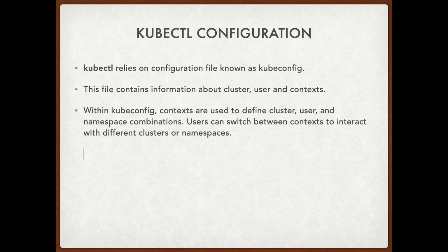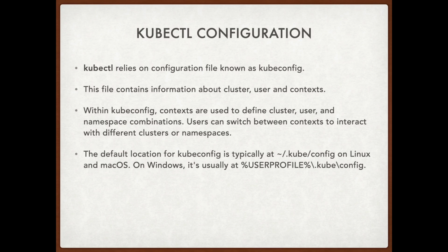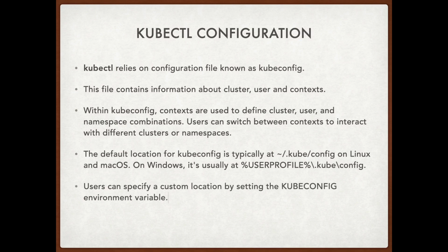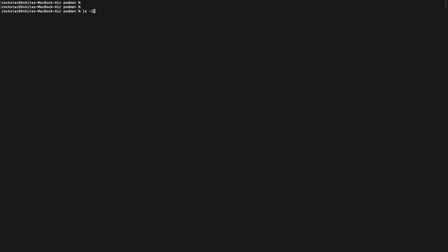The default location for kubeconfig is typically in the home directory at ~/.kube/config on Linux and macOS. On Windows, it's usually at %userprofile%\.kube\config. Users can specify a custom location by setting the KUBECONFIG environment variable. The default location for the kubeconfig file is within the home directory at ~/.kube/config.